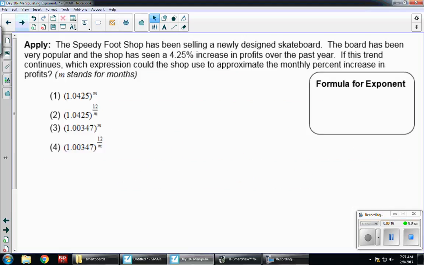The Speedy Foot Shop has been selling a newly designed skateboard. The board has been very popular and the shop has seen a 4.25% increase in profits over the past year. If this trend continues, which expression could the shop use to approximate the monthly percent increase in profits? So key things when we're reading. First of all, we have a percent, so we're going to have to convert that to a decimal.